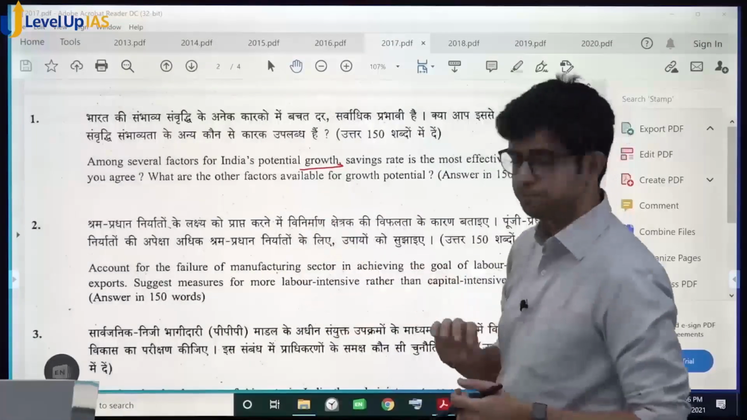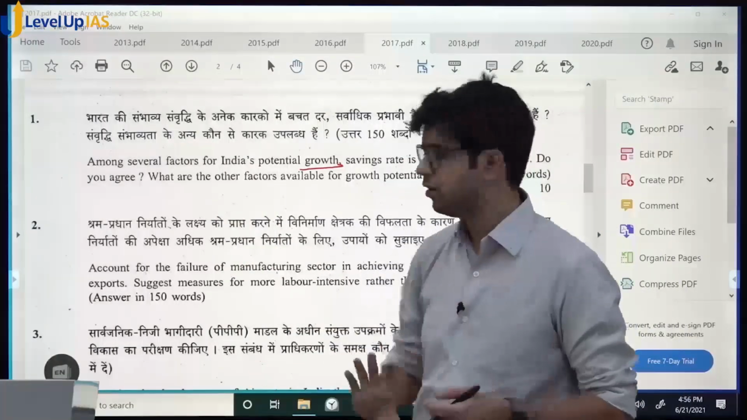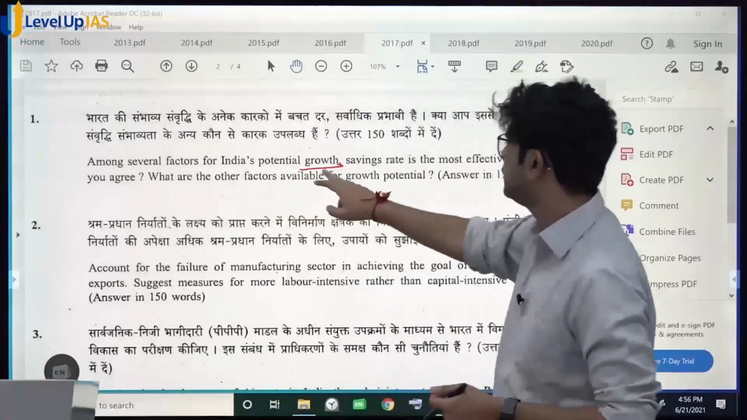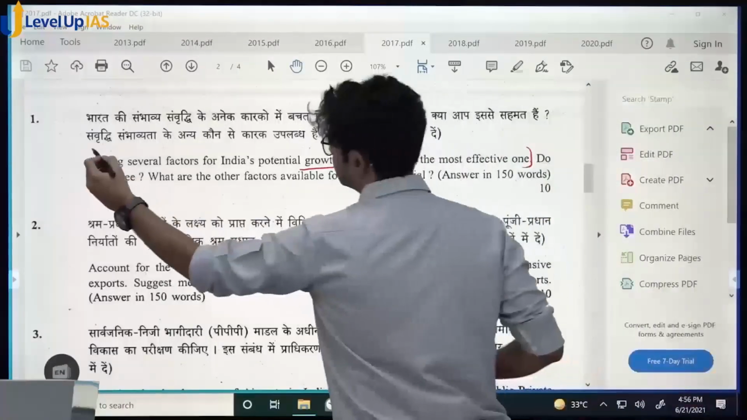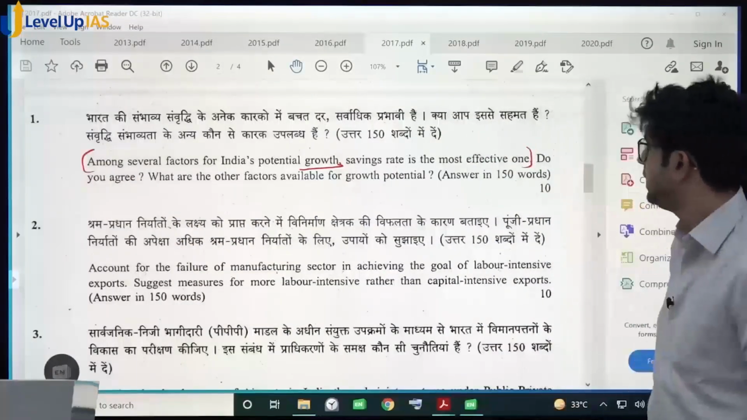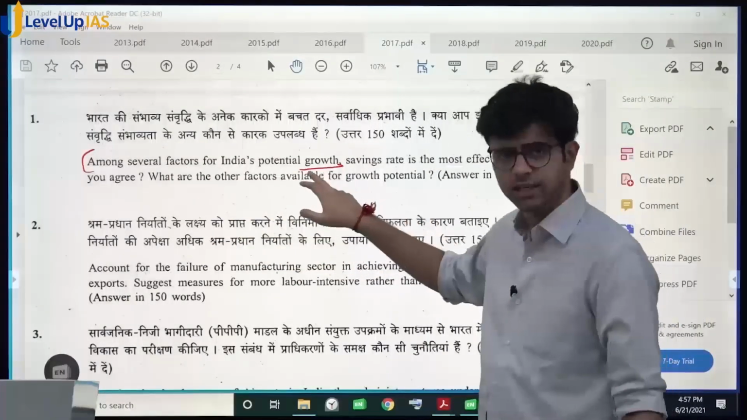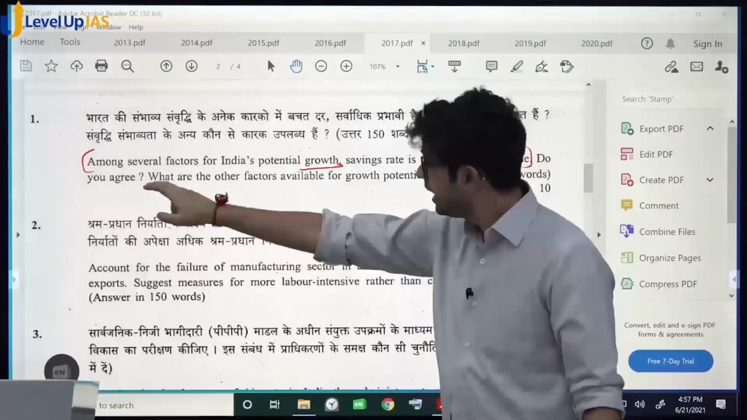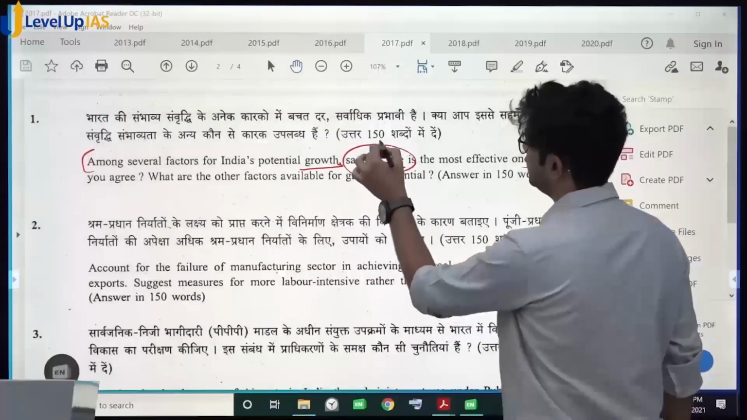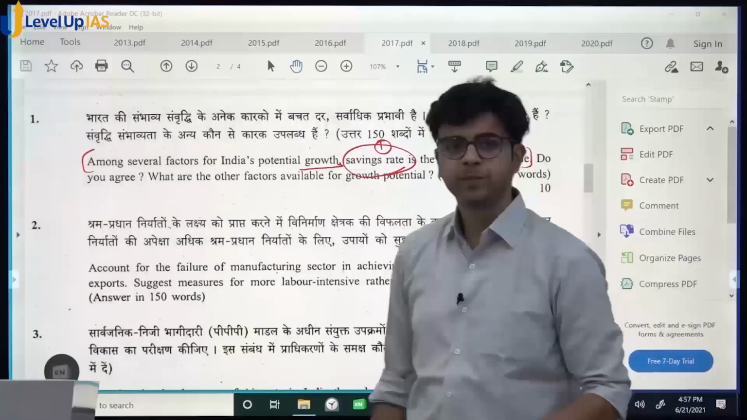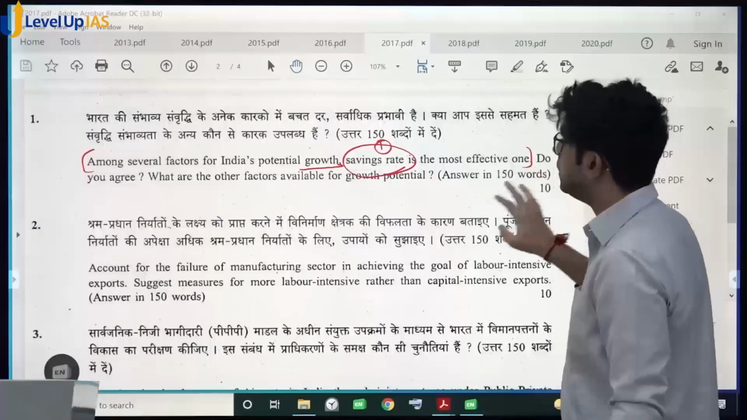Okay, basic English. So we have established that this is from point number 1. Okay, sub point 3, but point 1. Among several factors for India's potential growth, savings rate is the most effective one. So read till here. Among several factors, they are only saying there are several factors for India's potential growth. We are not debating that. They are saying there are several factors. Among several factors, this is one of them as per UPSC, because they are saying savings rate is the most effective one. Yes or no? Do you agree?